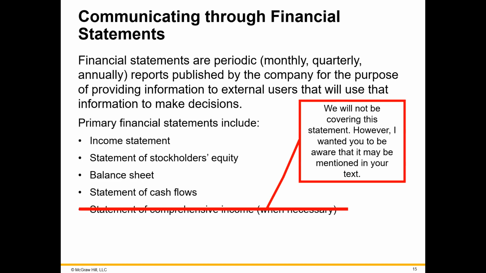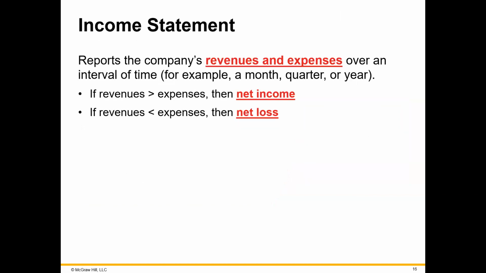So you can see here, I've marked that last one out. We're not going to cover that statement in this class. Comprehensive income is a more advanced topic for more advanced accounting courses. If you need to know a comprehensive income amount, it will be provided for you. You will not have to calculate it. You will not have to tell us what goes into comprehensive income, so we're not going to be covering it. I did want you to be aware, however, that it is going to be mentioned in your text. So just know that it is one of the statements that is produced, but we're not going to be preparing it or working on preparing them in this class.